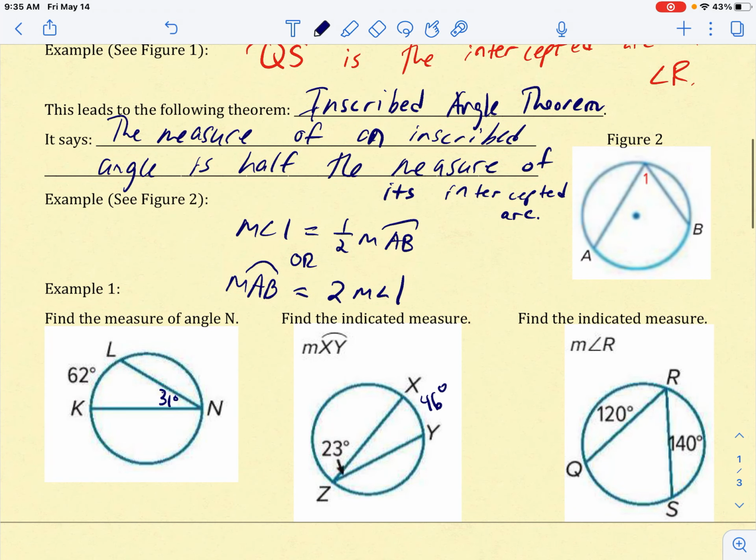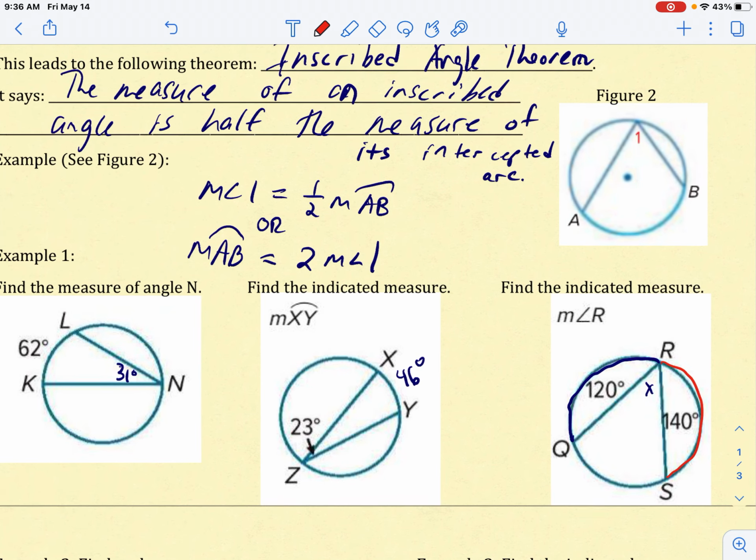Now, in this last example, notice that we have 120, 140. We need to find the measure of angle R here. We'll call it X. So 120 is the measure of this blue arc here. 140 is going to be the measure of this red arc. So that's 260, but remember, the entire circle is 360. So that would leave 100 degrees for the measure of QS. And remember, the inscribed angle measures half of the arc measure, so that's going to be 50. Okay?